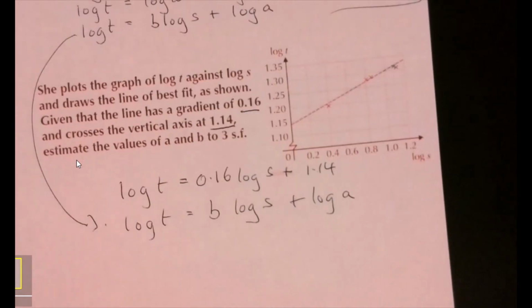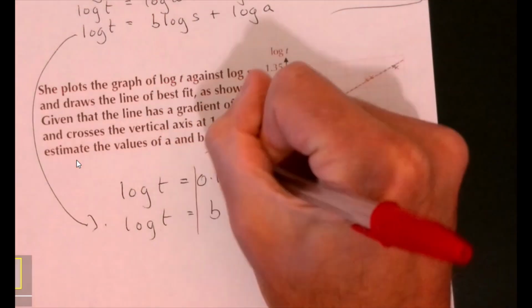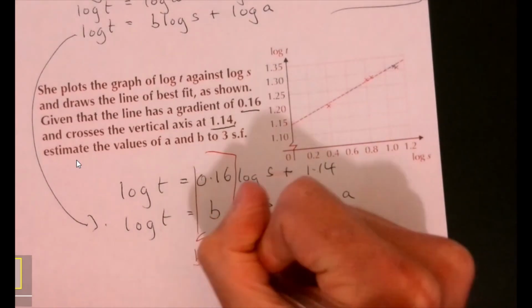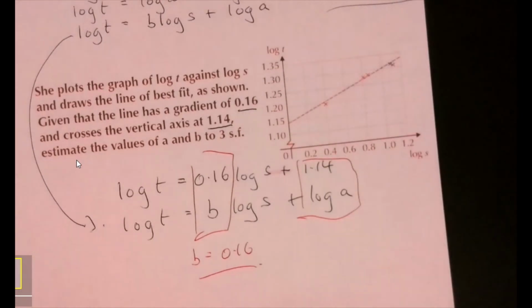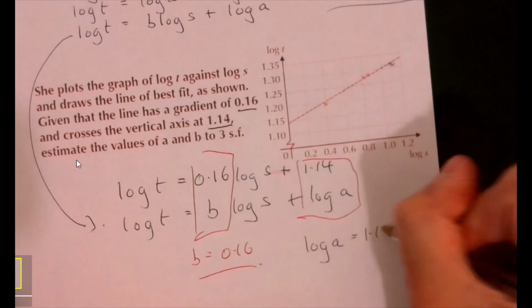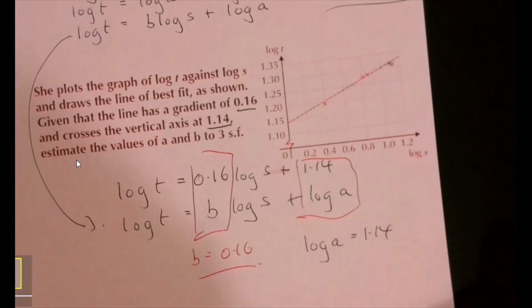Well, I don't think it's too tricky, because you've written it the right way around. Notice why I swapped these bits around. Because look, there's b. Hooray! So b must equal 0.16. Where's a? A's just here. So we know that log a equals 1.14.